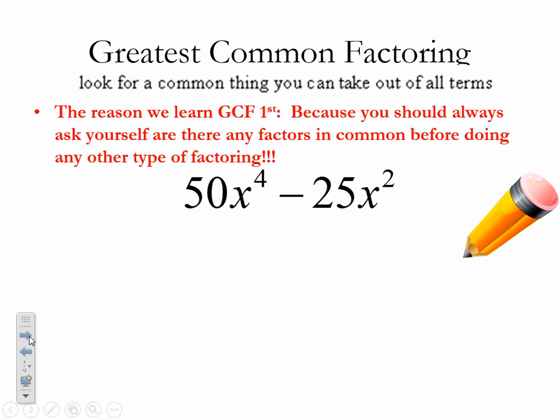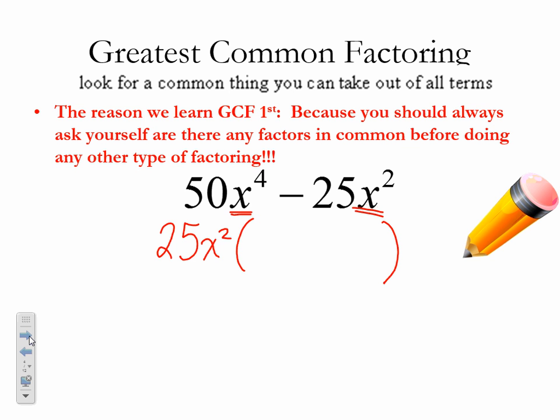As I look at these two terms, I notice there's a 50 and a 25. So I would ask myself, what's a common number that I can divide out of both 50 and 25? The greatest number that I can divide out. The answer to that is 25 itself. I can divide 25 by 25 and 50 by 25. I also look at the x's, and I need to take some x's out as well. They have x to the fourth and x squared. That means I can factor out an x squared from both of them.